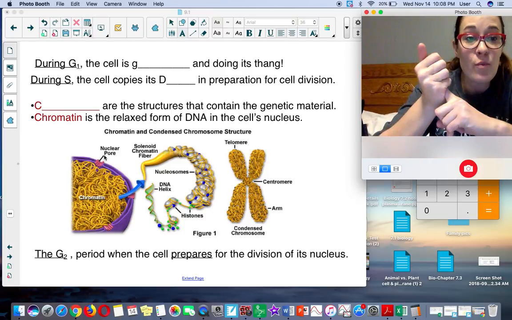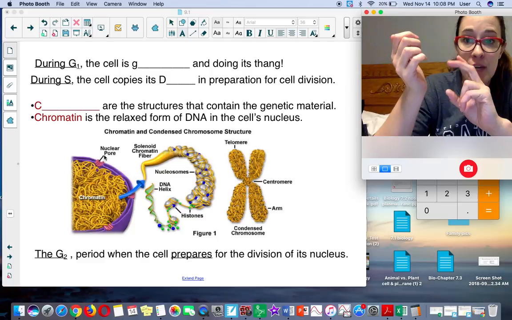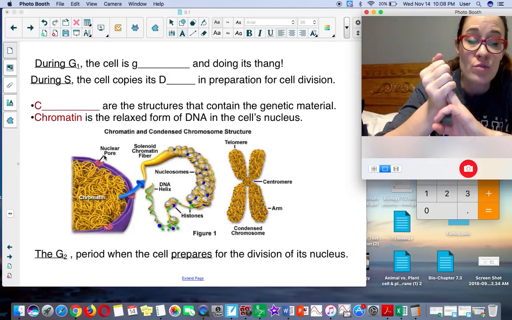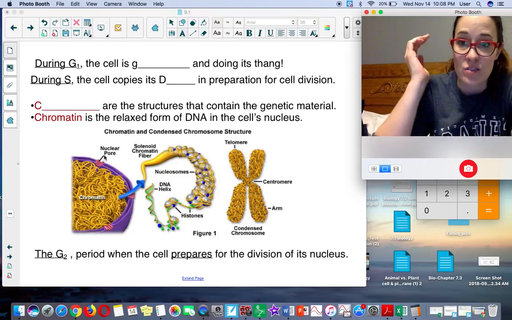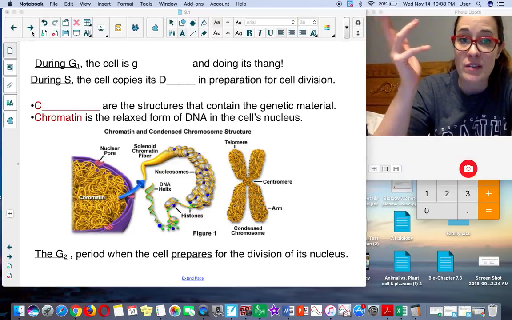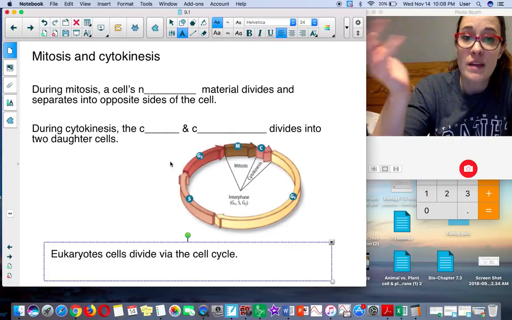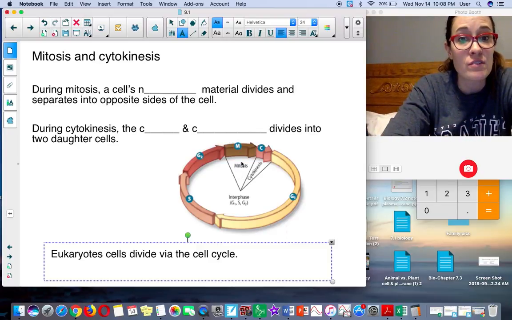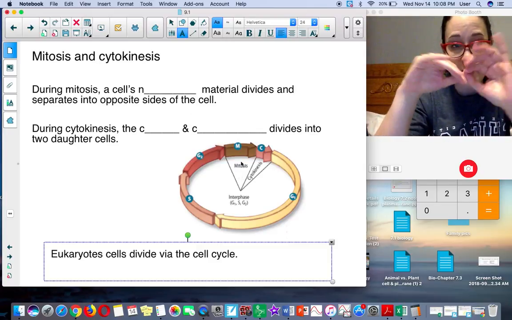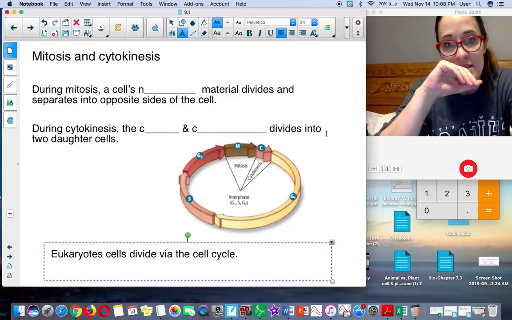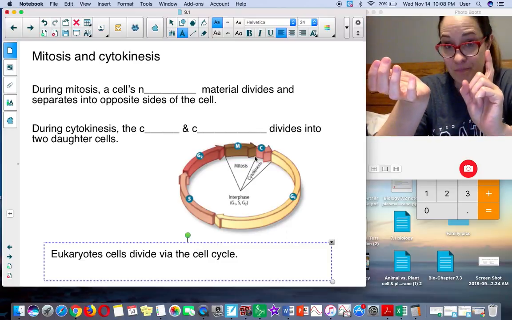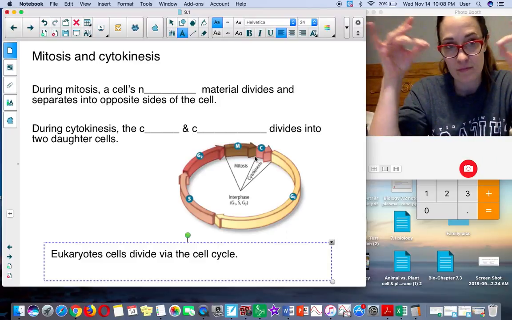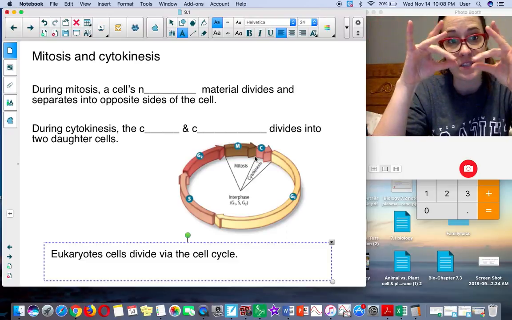So we have G1 getting bigger, S replicating DNA and the organelles, and G2, what's happening is the cell's just waiting, preparing for mitosis. Mitosis, we can see right here, it's the cell's nuclear material dividing within the nucleus and separating. Cytokinesis is specifically the division of the cell itself, the pinching off of the cells, and the division of the cytoplasm.